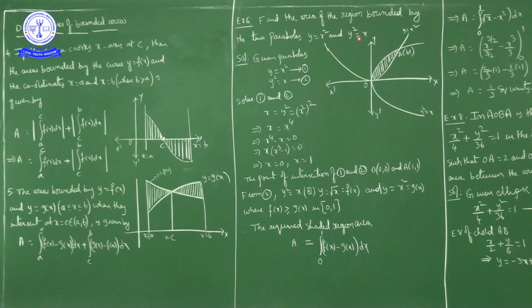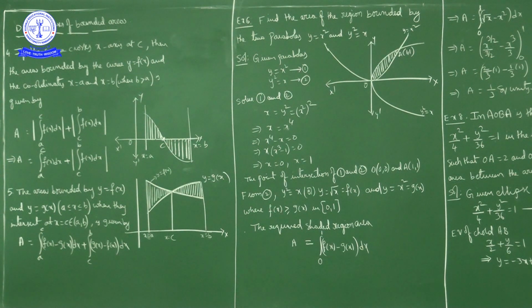Now y square is equal to x, the graph is symmetrical about the x axis. And x square is equal to y, the graph is symmetrical about the y axis. So the two given parabolas are y is equal to x square and y square is equal to x.